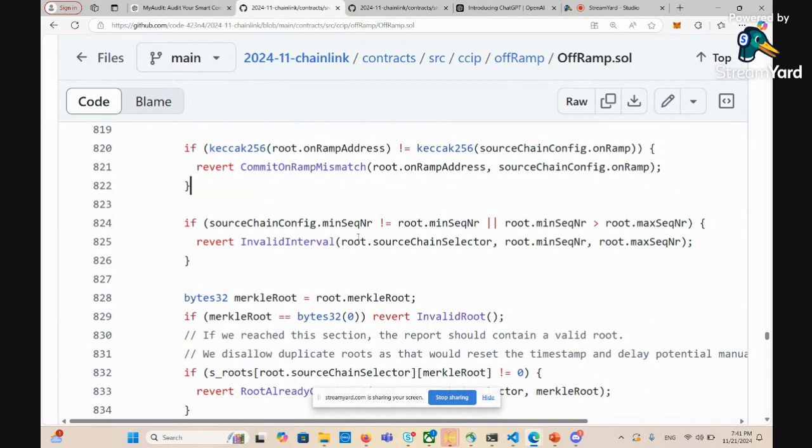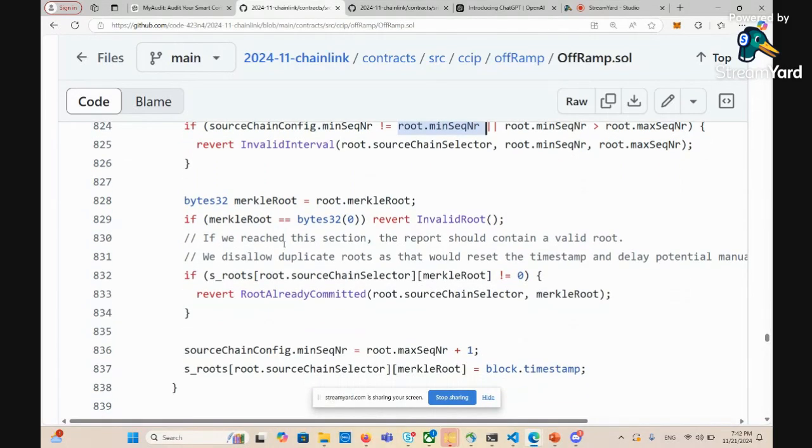The third check is we are going to check that the message sequence number matches. So this state variable is going to remember what the next expected sequence number is. If it's not matching the min sequence number of this tree, then it's not going to succeed. And also, we're going to make sure in the same tree, the min sequence number must be smaller than the maximum sequence number, obviously.